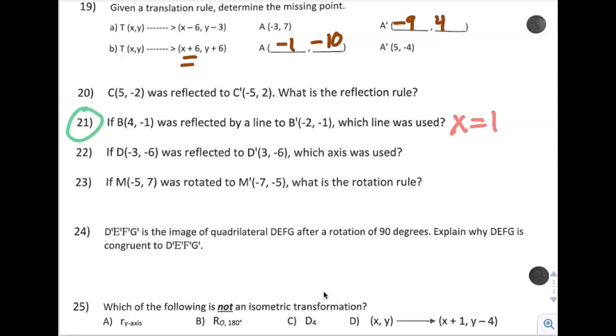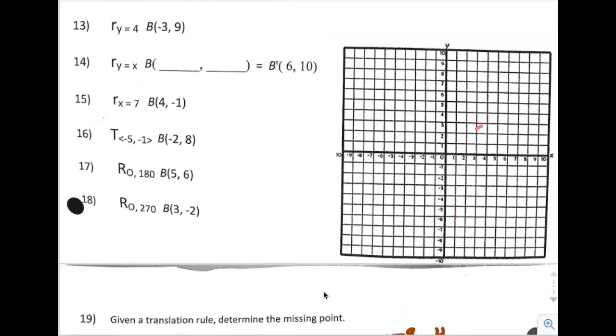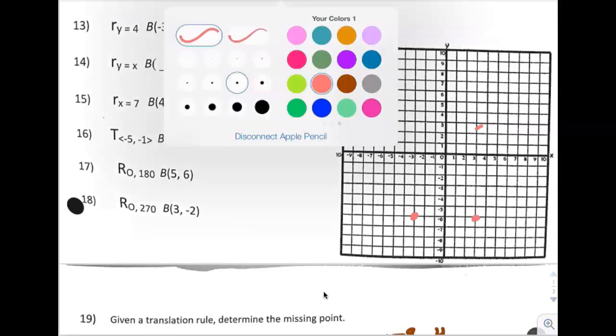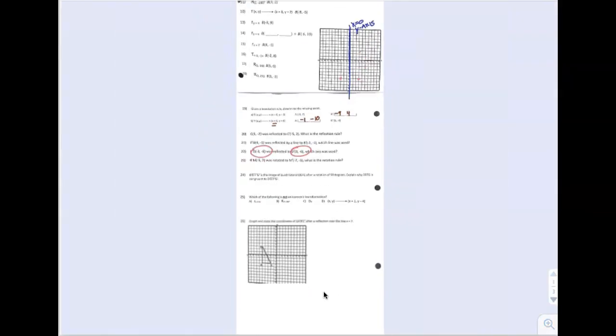The next one, (-3, -6) and (3, -6). That looks like it's right down the y-axis. You could say x equals 0, or you could call it the y-axis.